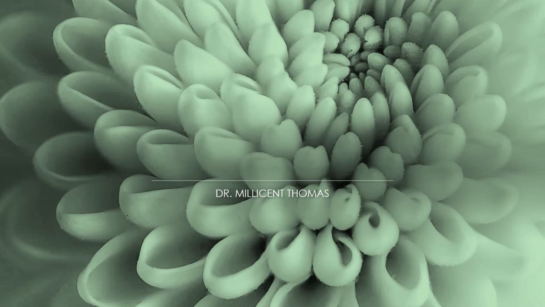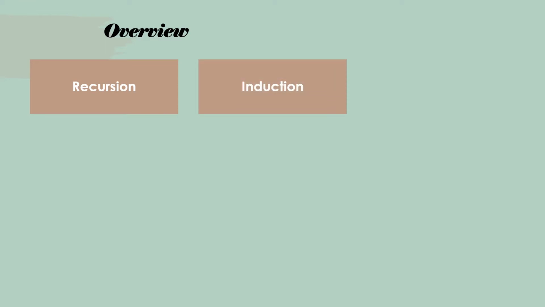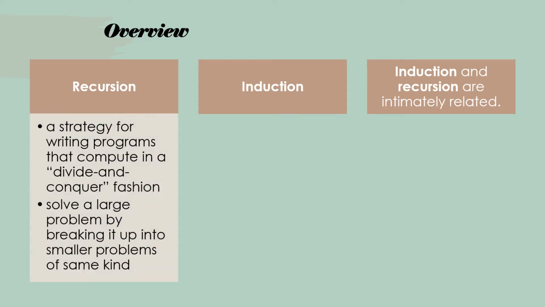In this video, we are going to see the application of mathematical induction in the domino effect. There is a slight difference between recursion and induction. Induction and recursion are intimately related. Recursion is a strategy for writing programs that compute in a divide and conquer fashion. You solve a large problem by breaking it up into smaller problems of the same kind. That's what recursion is.